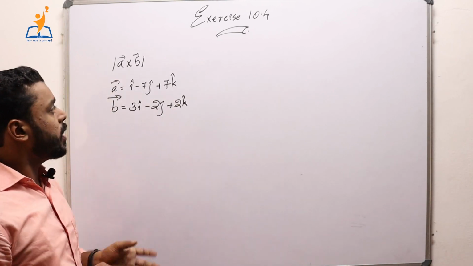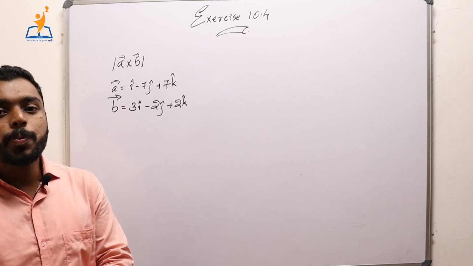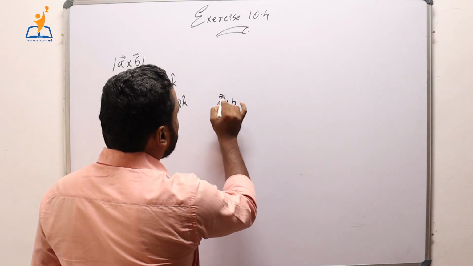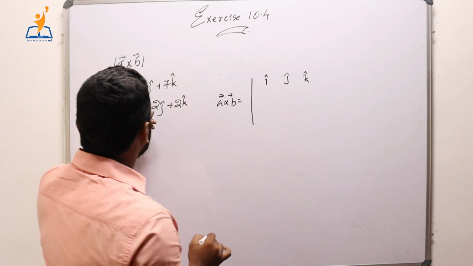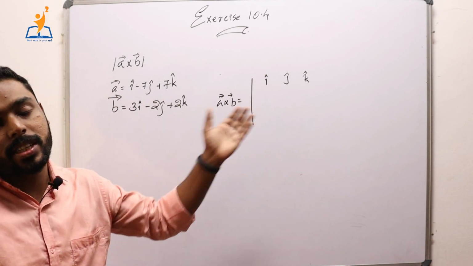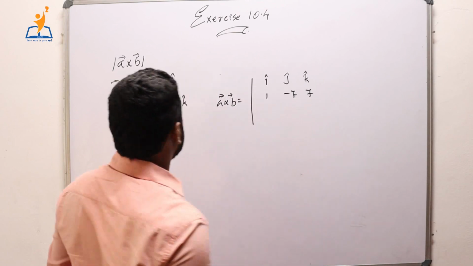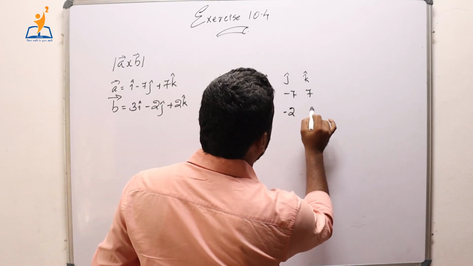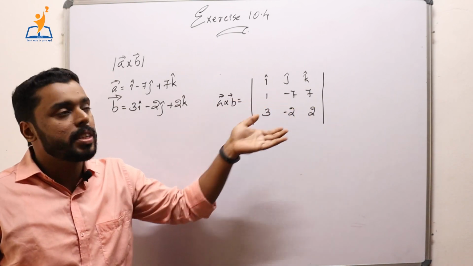Now we know that whenever we are given two vectors in the component form, we can easily find the cross product of those two vectors by evaluating a determinant. So we have A cross B is nothing but the determinant. First we have I cap, j cap, k cap like this. Then we write the coefficients of components of the first vector in the second row and the second vector in the third row. Now we have 1, minus 7 and 7 as the coefficients of the first vector. Then we have 3, minus 2 and 2. Now we are going to evaluate the cross product just by evaluating this determinant.